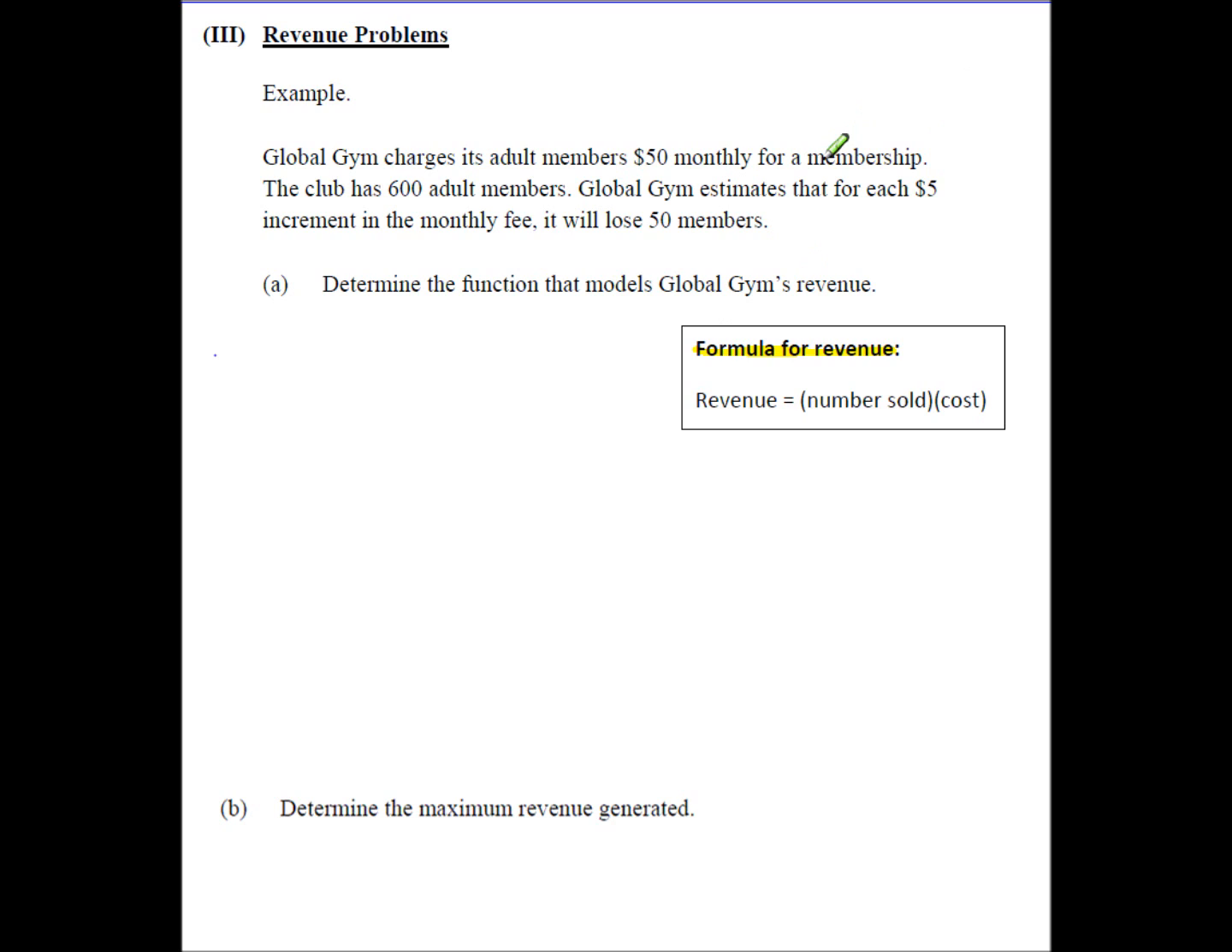Okay, now we need to read this question a little carefully. The maximum enrollment is 600 adult members, and each of them currently pays $50. Now, every time the monthly fee goes up by $5, so each increment, it will lose 50 members. Now, this increment is the important part. Each $5 increment.